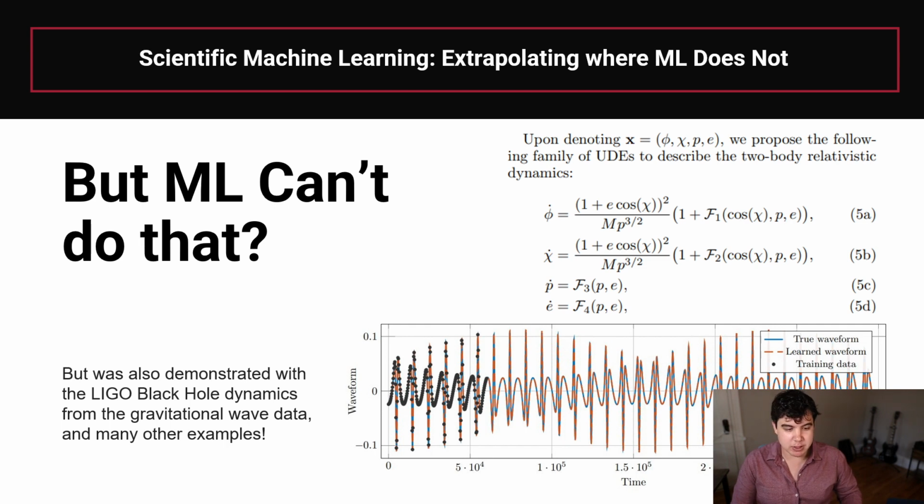Scientific machine learning is this domain that people have been starting to talk about, but why has it gotten buzz? Well, the main reason is because it seems like it can do a lot of things where standard machine learning cannot.